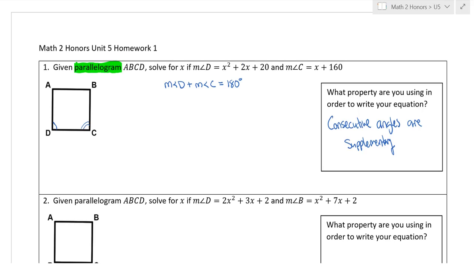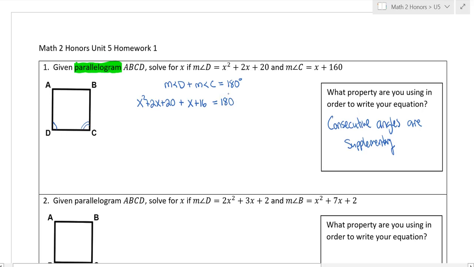That's what it means to have consecutive angles supplementary, and we know that because it's a parallelogram. They told us that. So now I'm going to substitute in my equations. So the measure of angle D was x squared plus 2x plus 20, plus the measure of angle C is x plus 160, and all that's going to add up to 180.